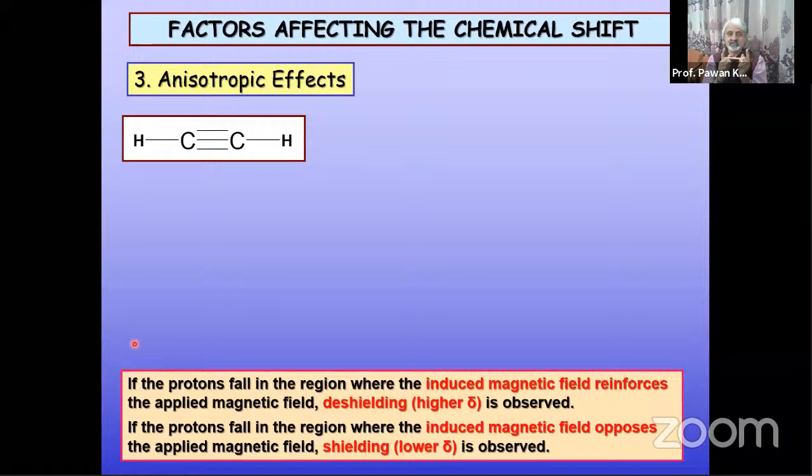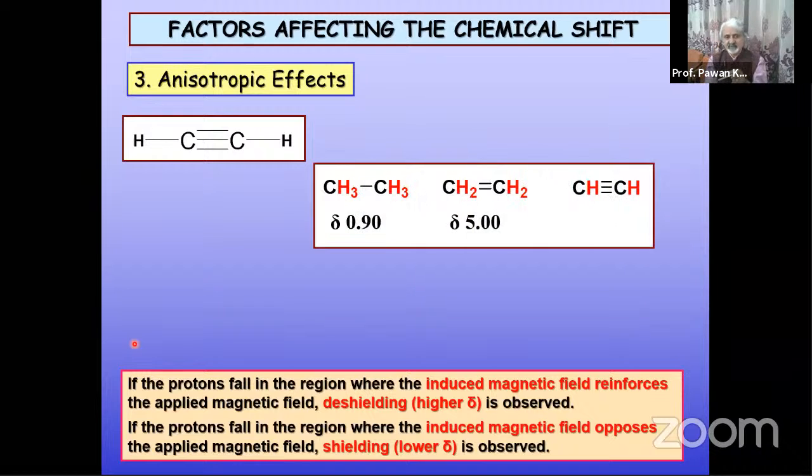That we can assume that now there are 4 pi electrons. So benzene has 6, ethylene has 2 and acetylene has 4. So in that case, we'll expect that the acetylene protons should absorb somewhere between 5 and 7.27 because now we have more than 2 electrons here for the ring current. But in actual practice, they absorb between 1.8 to 2.